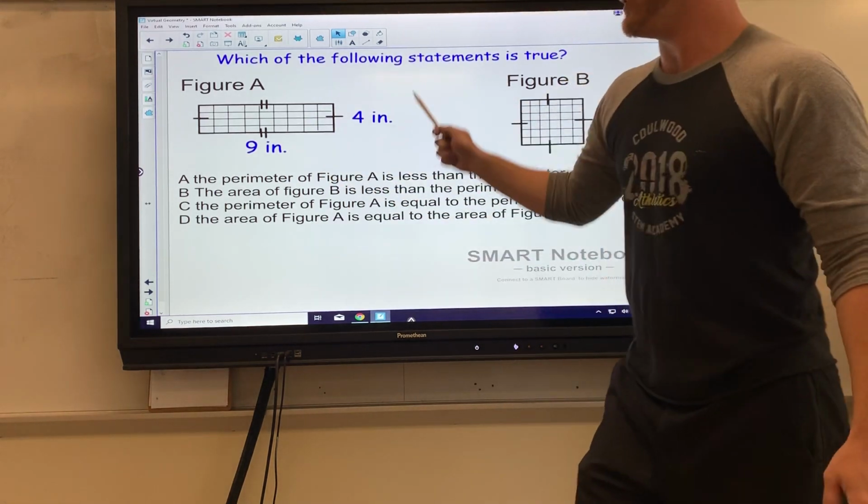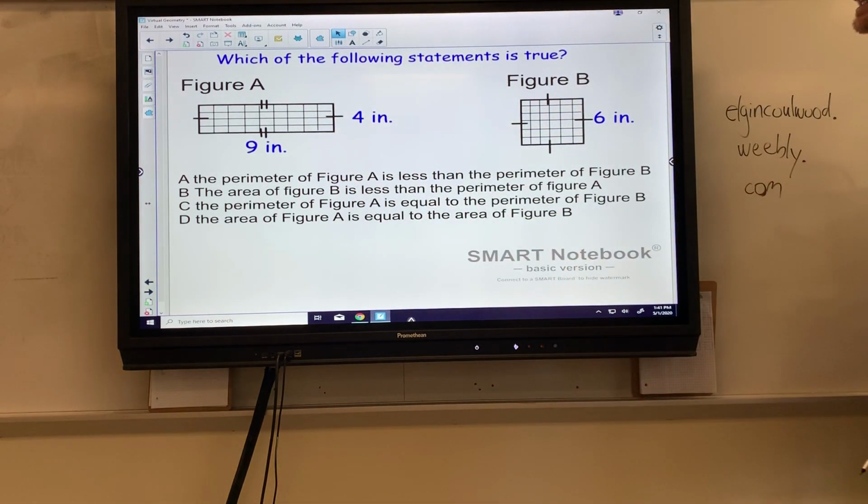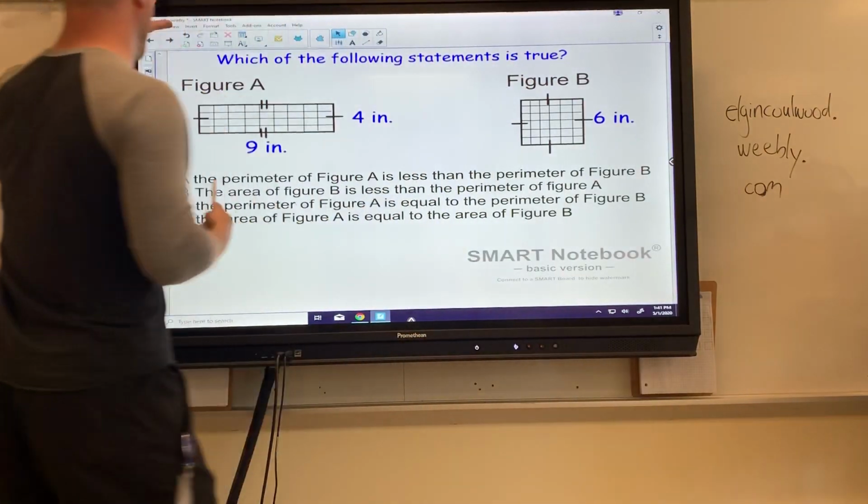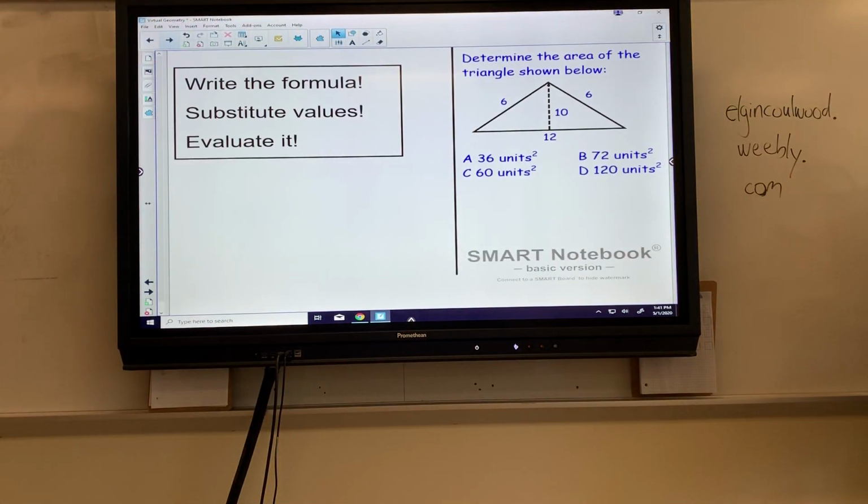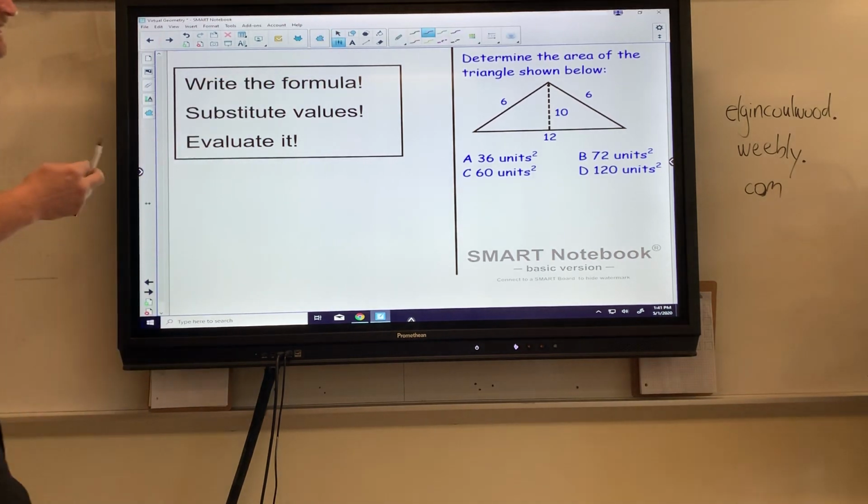This is 9 by 4, 9 rows of 4 is also going to give me 36. That's why both of those have the same area. All right, next one. Write the formula, substitute the values, and then solve.